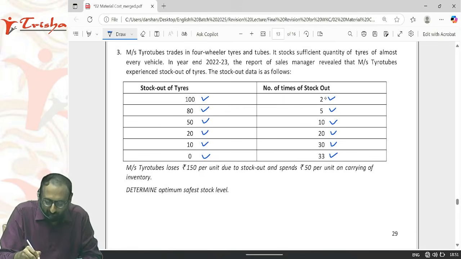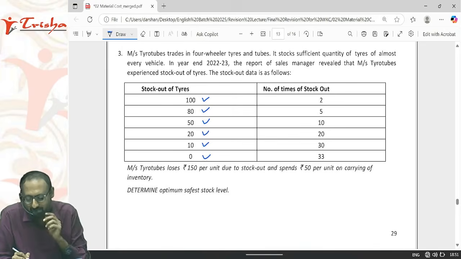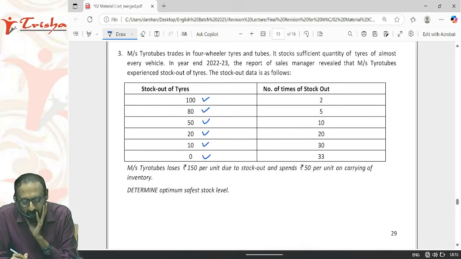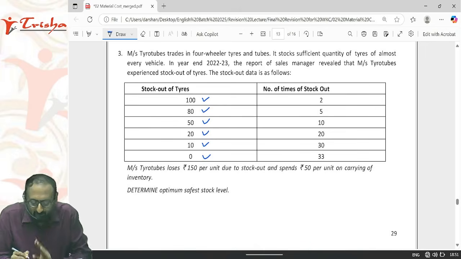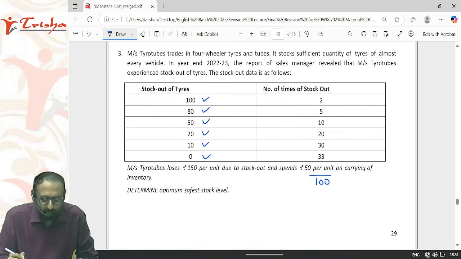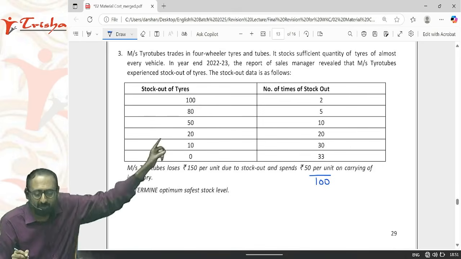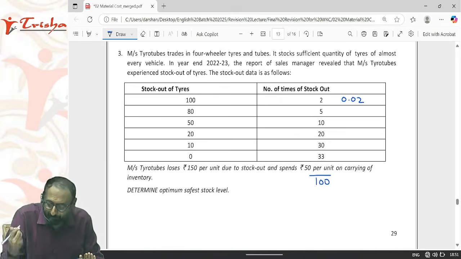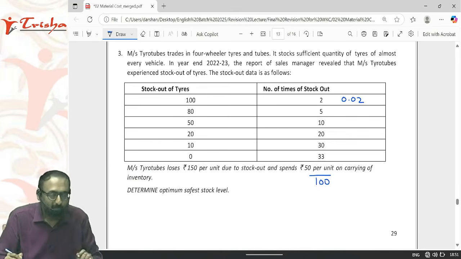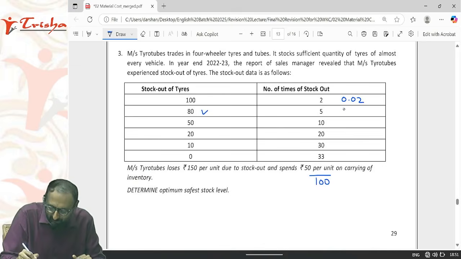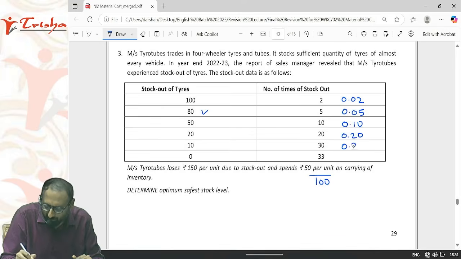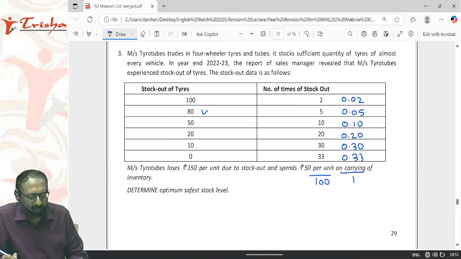Please take the total of this number of times. 2 plus 5, 7 plus 10, 17, 37, 67, 33. Is it total 100, Sirji? What is the probability that demand will be 100? Is it 0.02? 2 out of 100. What is the probability that demand will be 80, Sirji? Is it 0.05, 0.10, 0.20, 0.30 and 0.33? If you take the total, the probability total will be 1.